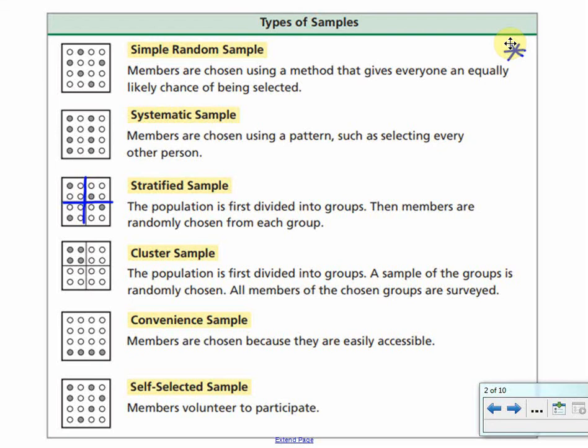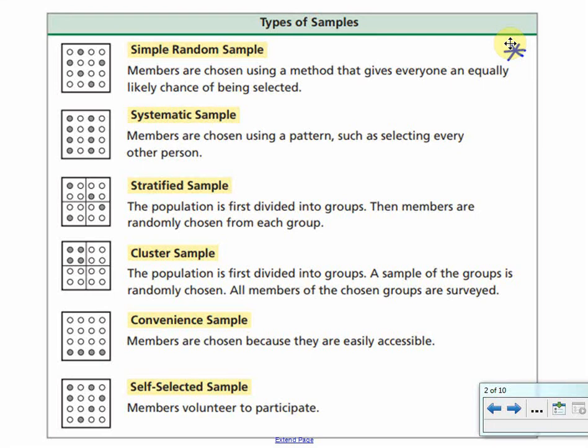And then lastly would be a self-selected sample. This one is the least statistically significant because members volunteer to participate. So not every person in your population has an equal chance of being selected, because if you're doing a survey, say on who likes ponies, obviously people who like ponies are more likely to participate than people who don't, because those people are very excited about ponies.